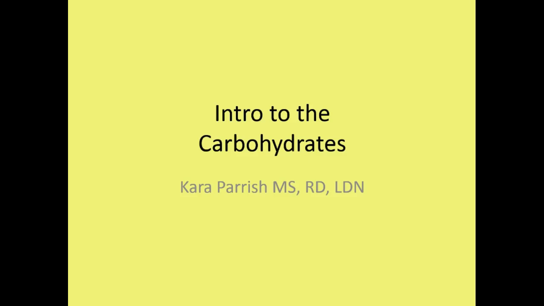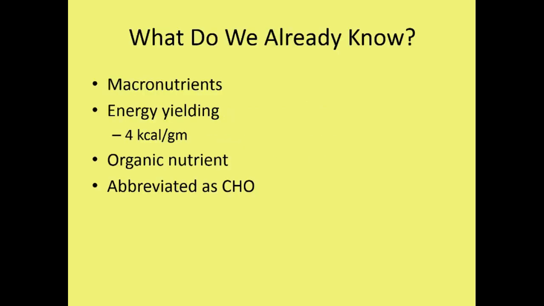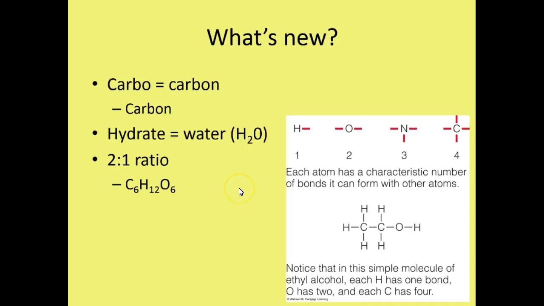To start off, let's discuss what we already have learned about carbohydrates. We know that carbohydrates are a macronutrient, meaning we need carbohydrates in larger quantities from the diet. We also know that carbohydrates are an energy yielding nutrient because they provide energy as we measure in calories. So carbohydrates provide 4 calories per gram. They are also an organic nutrient because they contain carbon, and we often abbreviate carbohydrates as CHO as they contain carbon, hydrogen, and oxygen.